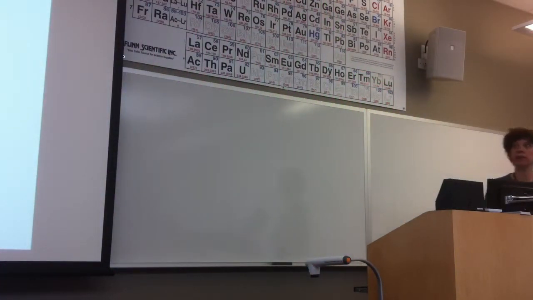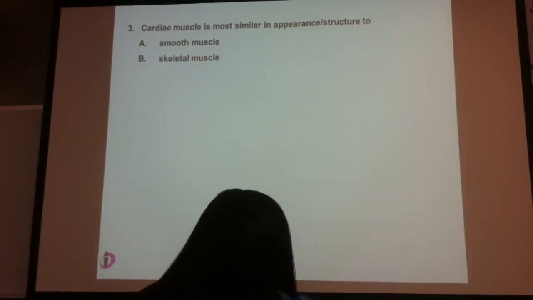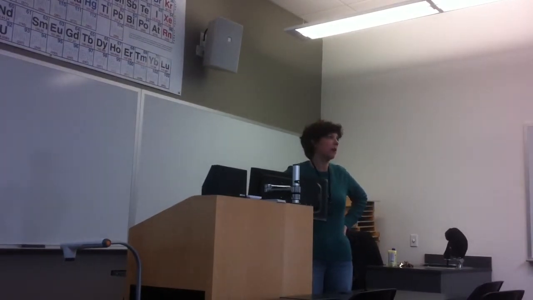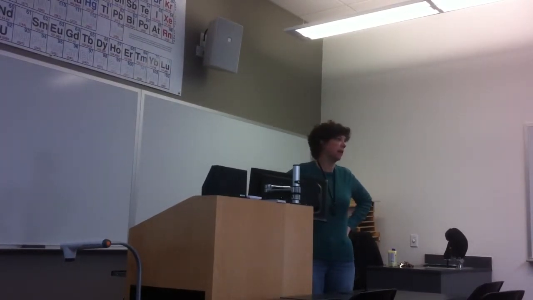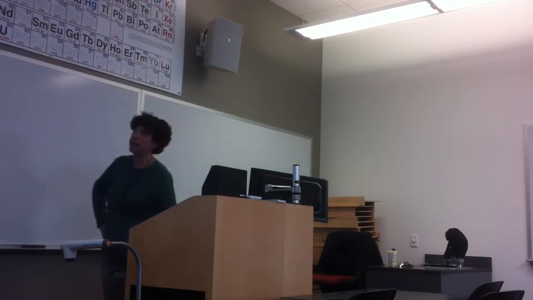Okay, cardiac muscle is similar in appearance or structure to smooth muscle or skeletal muscle. Skeletal muscle. We spend a lot of time on, we skipped over that actually, in my 430 class. Innervation is similar to smooth muscle. Cardiac muscle and skeletal muscle are both innervated by the autonomic system. But structure-wise, it's similar to skeletal muscle in the sense that it is striated.